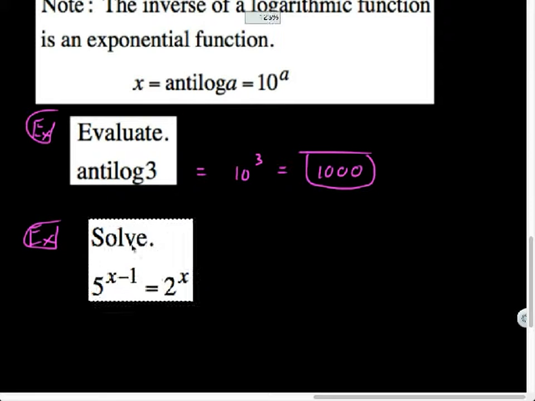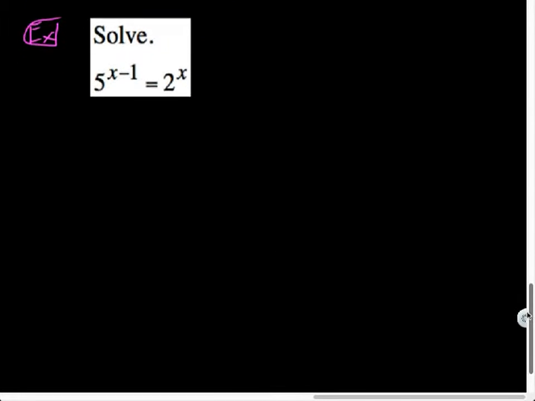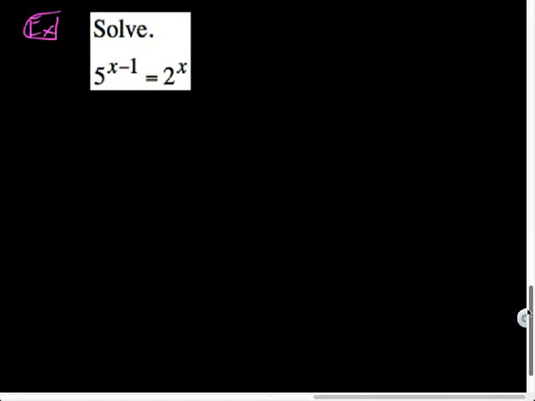Put some of our change of base stuff and properties all together. So what if I want to solve the equation 5 to the x minus 1 equals 2 to the x? So this is an exponential equation, where I've got variables and exponents, and I want to know what values would be true for those.